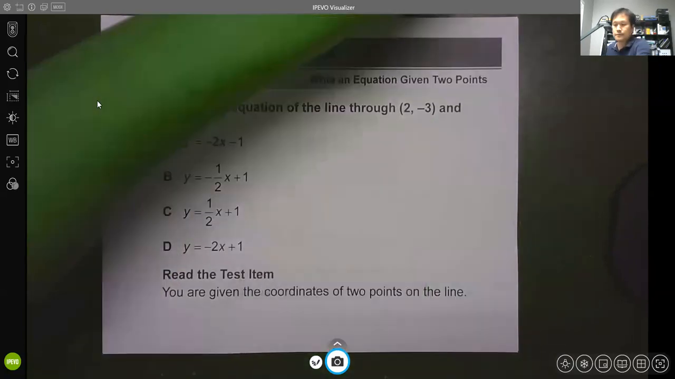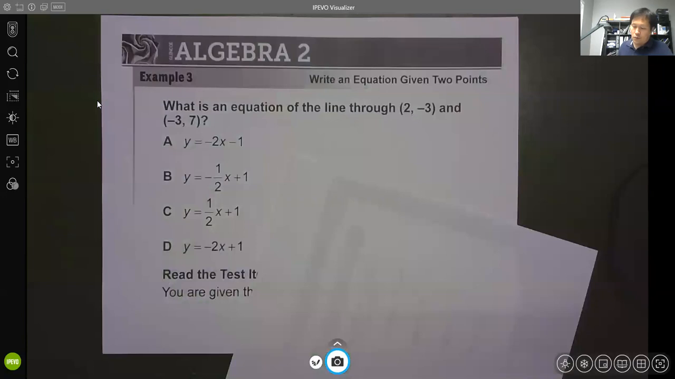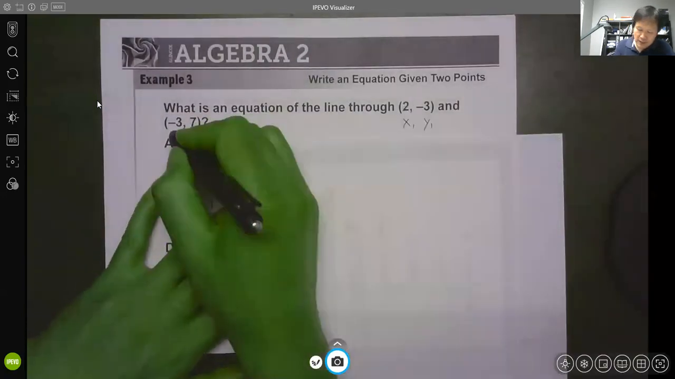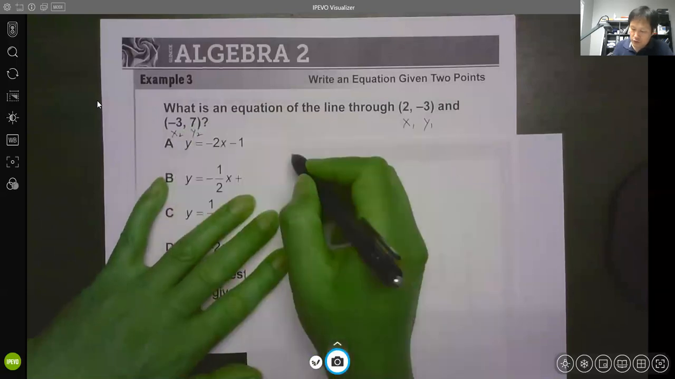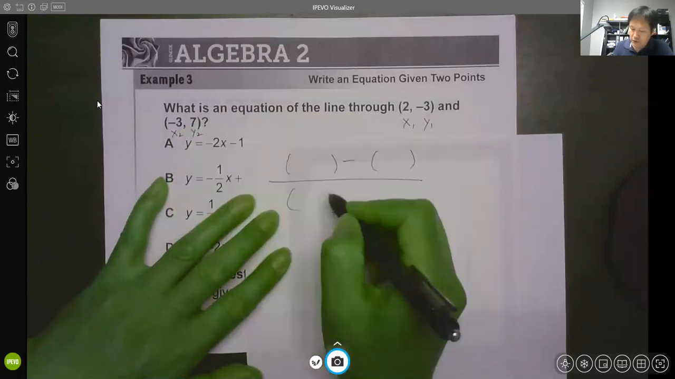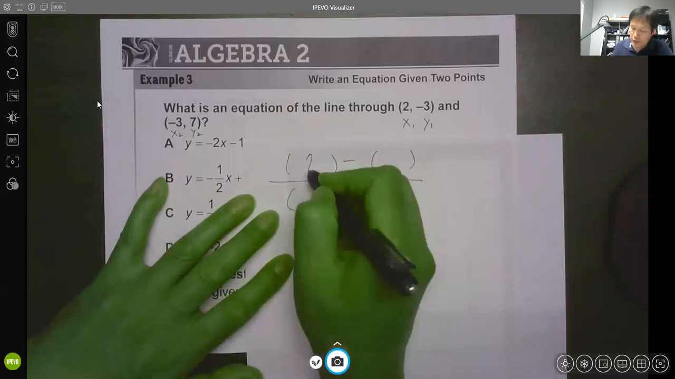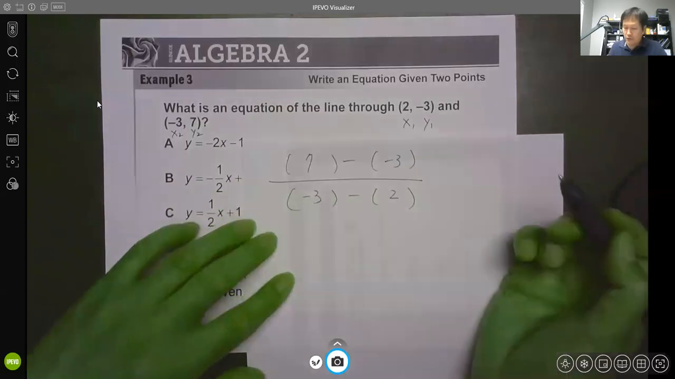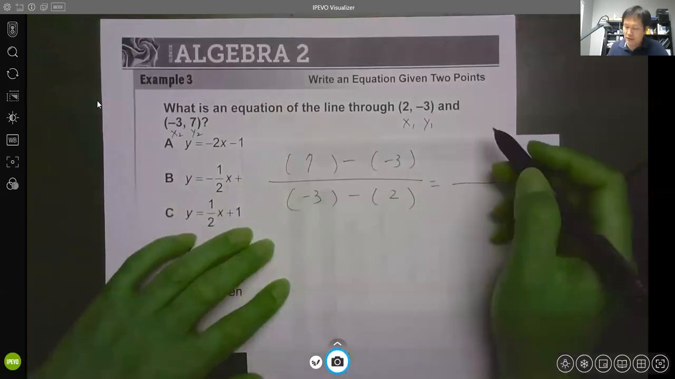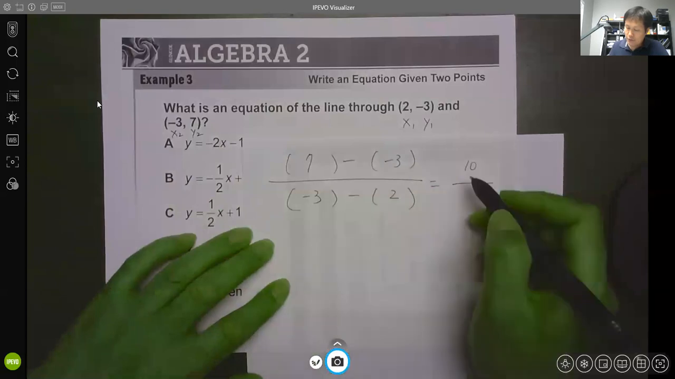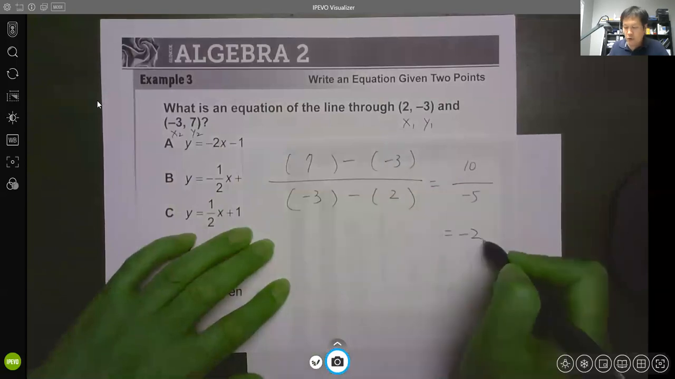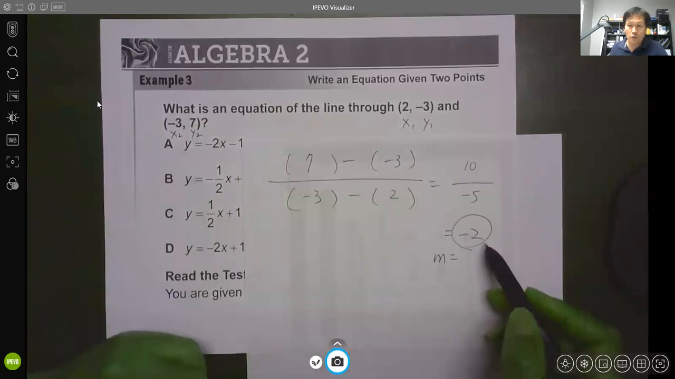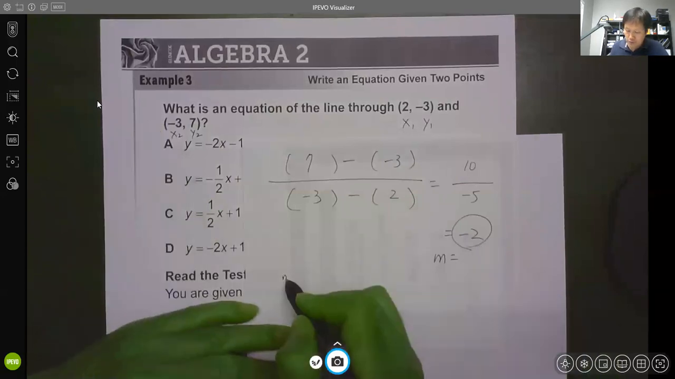Yeah, definitely. So once you use, let's say x1, y1, x2, y2: y2 minus y1 all over x2 minus x1. y2 is 7, y1 is -3, x2 is -3, x1 is 2. Once you calculate that, 7 plus 3 over -3 minus 2, you know the slope should be -2. Once you use the formula, m equals -2.